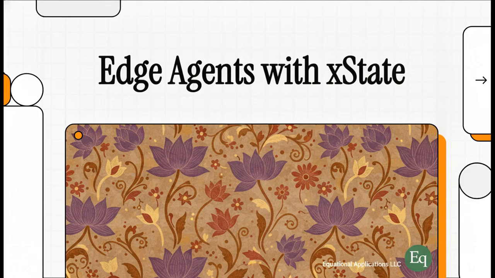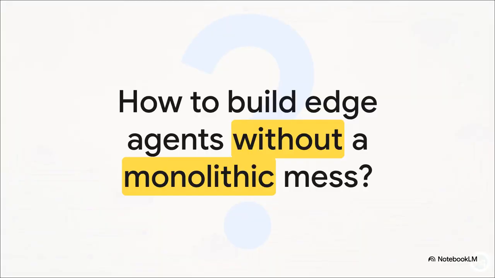Think of our goal today through the visual metaphor of earth tones and floral highlights. We are trying to bring a real sense of organic, structured peace to what is usually a very noisy, chaotic environment. So, the million-dollar question, right? How do you actually build a complex edge agent without creating a monolithic, untested mess? This is absolutely the central architectural question haunting local-first AI development right now.